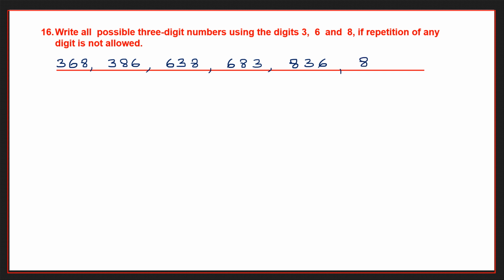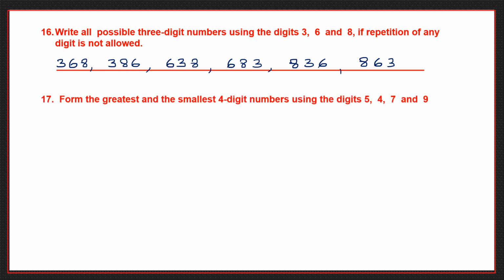Start again with 8 and reverse the order. Instead of 3 and 6, let me write 6 and 3. I've got 863. So these are all the numbers that I can form using 3, 6 and 8. Three-digit numbers. Now let's go on to the 17th one.